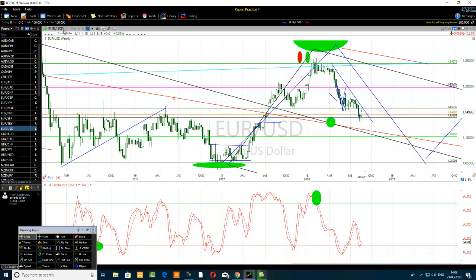Looking at the euro, US dollar. So the point I'm making here, yes, you will come across patterns that are not perfect. Yes, sometimes you will decide to trade it, but concentrate on the price.